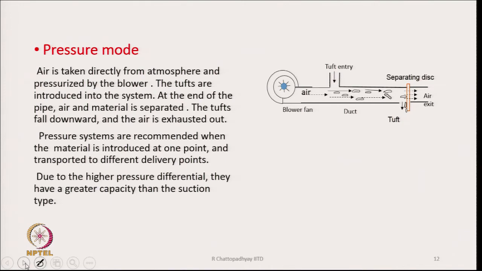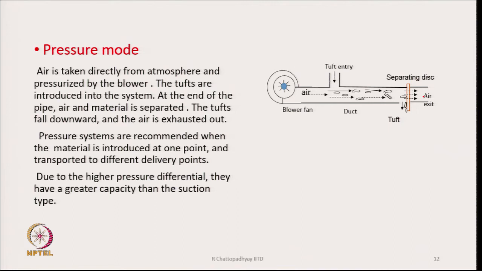See, there is a blower fan on the left hand side being shown. It is drawing air from the atmosphere, and the pressurized air is blown through the duct. The tufts are introduced as shown in the diagram. At the end of the pipe, air and material have to be separated, as we have discussed in the previous case, and the tufts generally fall down and the air is exhausted from the other end.